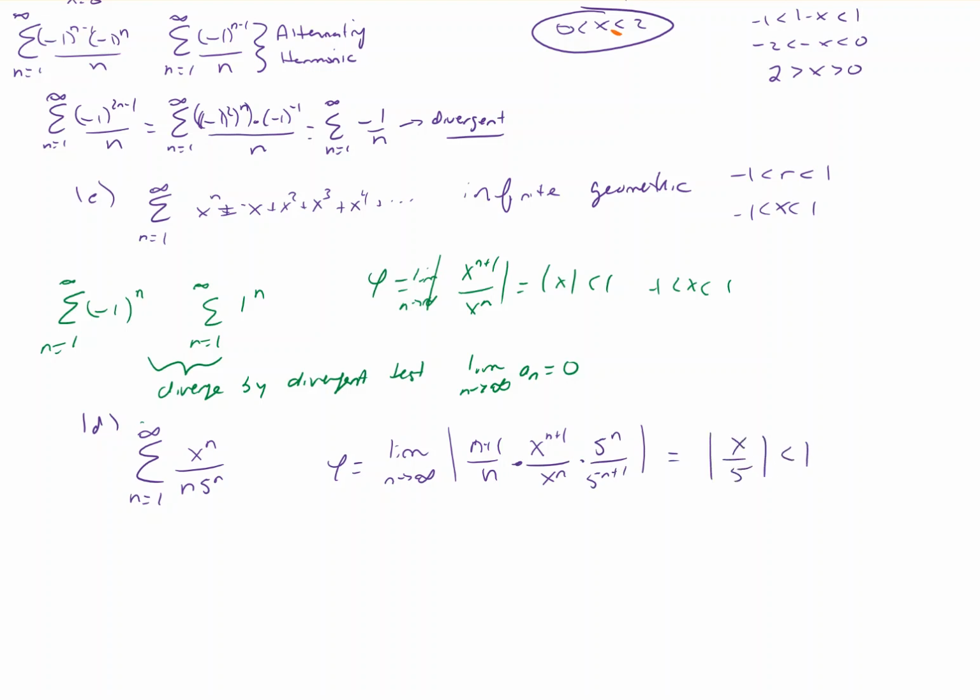And we want this to be less than 1. So, okay, we want this to be less than 1. That means the absolute value of x has to be less than 5. So we have this. And of course, we have to test the endpoints.